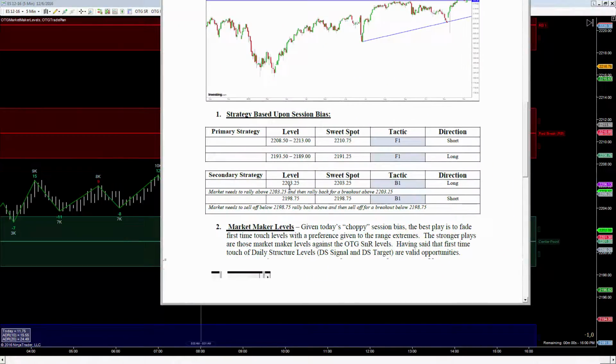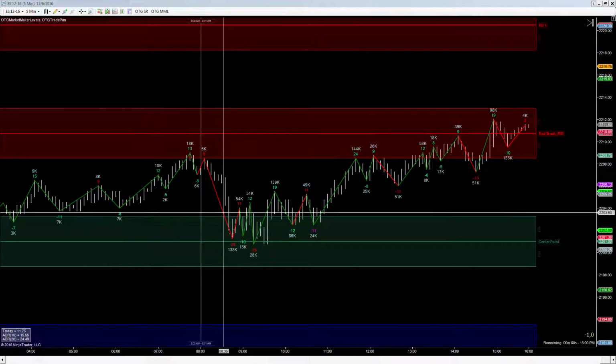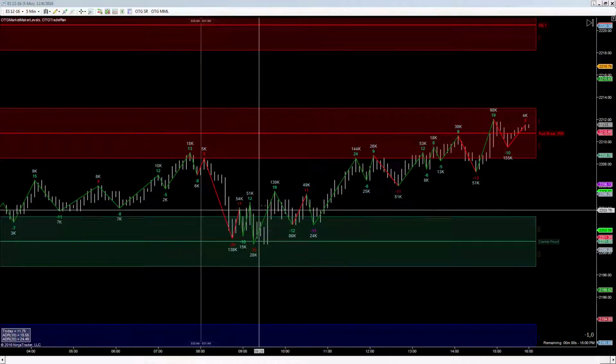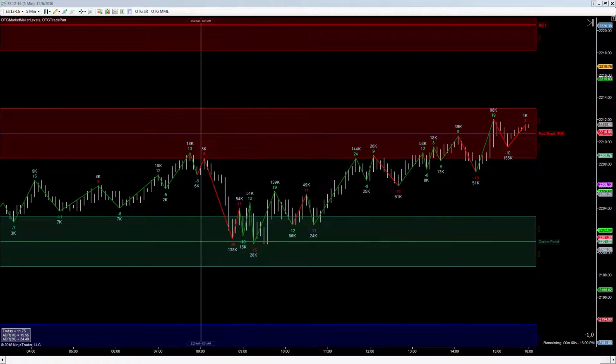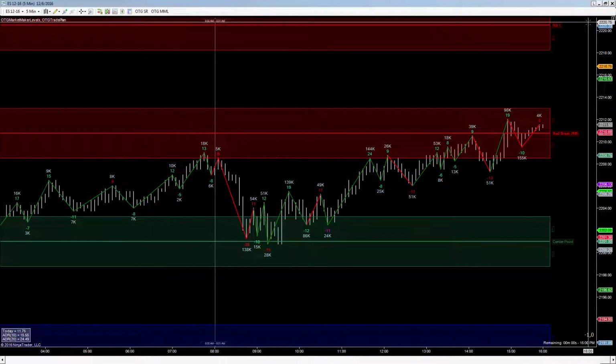This would have been the same idea, 2203 quarter. Now, I don't know that I would have taken this, and I didn't today. But again, you had that same support breakout above 2203 quarter, and then you had this area that rallies all the way back up into this zone. So your trade plan really provided you with good opportunities on the ES.